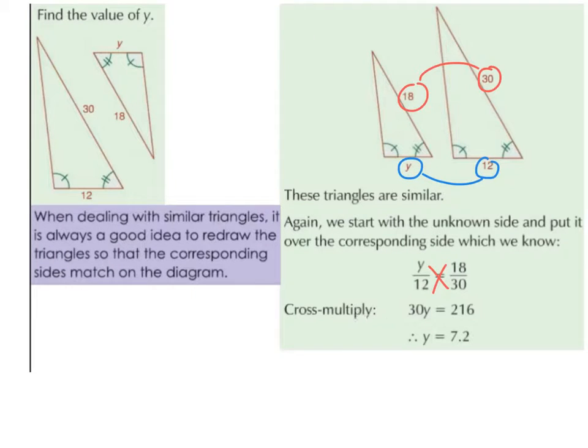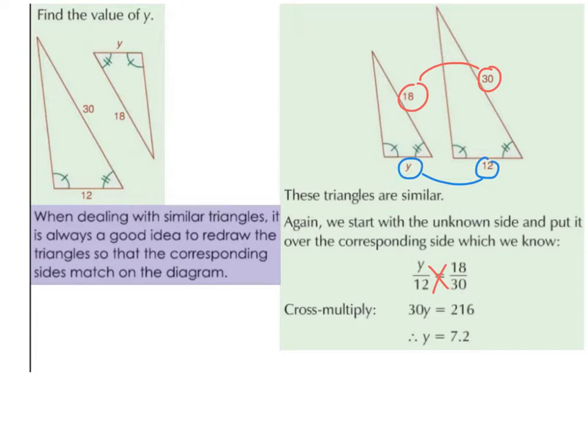So cross multiplying, y multiplied by 30 gives us 30y, and 12 multiplied by 18 gives us 216. Then solve for y, 216 divided by 30 gives us 7.2. So y is equal to 7.2. Be very, very careful when you're doing these questions. If you had written y over 12 equals 30 over 18, it would be completely incorrect.